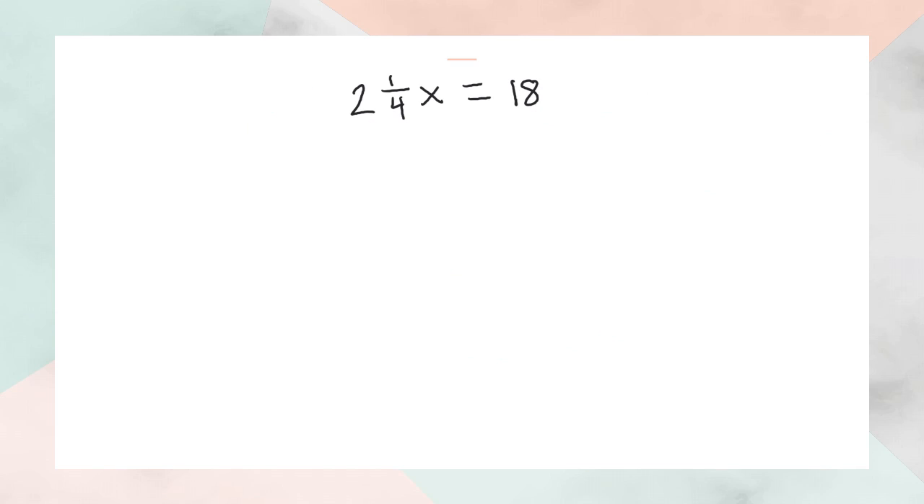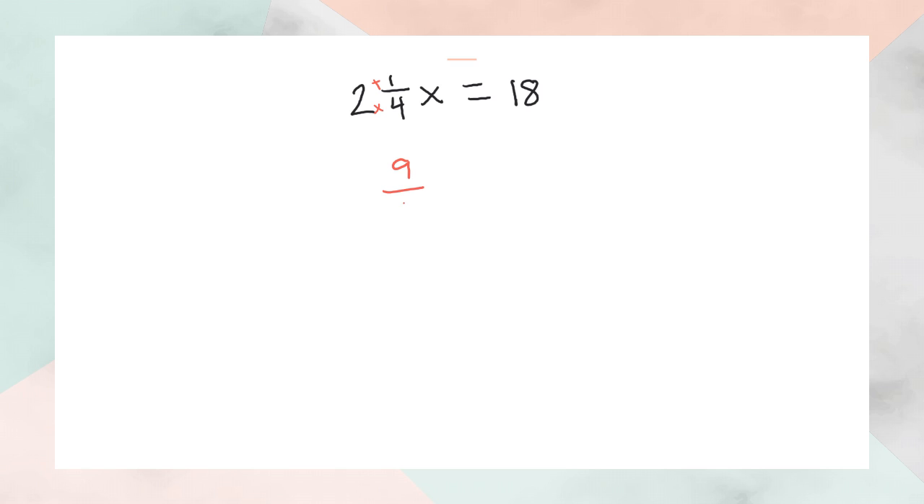And our last example, we have 2 1/4 x equals 18. But wait, it's a mixed number. What do we need to do? So if it's a mixed number, what we're going to do is turn this into an improper fraction by doing that little around the world thing. So if you remember, we're going to do 4 times our whole number, and then we're going to add 1. So if I do 4 times 2, that equals 8. And then I add 1. So I have 4 times 2 equals 8, and then 8 plus 1 equals 9.